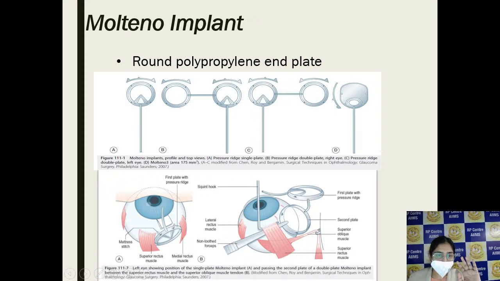It can be either a single plate or a double plate. If it is a single plate, it can be inserted in between the two recti muscles. But if it is a double plate, we have to use two quadrants, and one plate has to be passed beneath the recti muscle and placed. The most common site for the placement is the supratemporal quadrant.